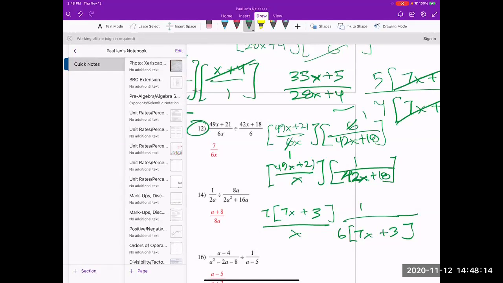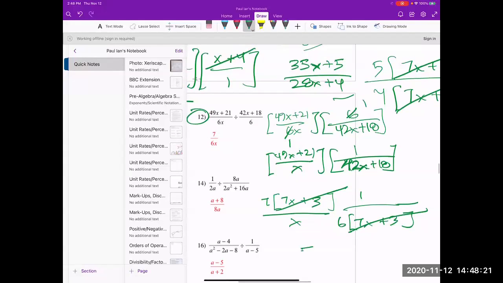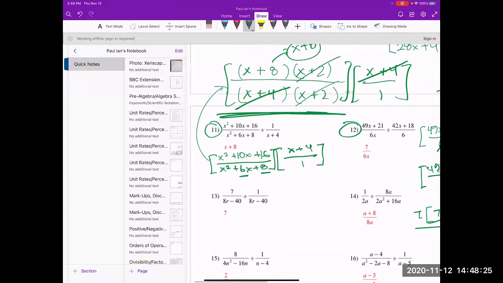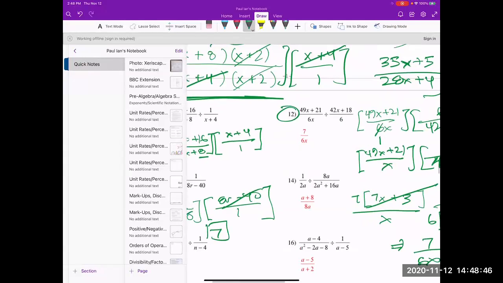So what do you cancel now? The 7x plus 3? Yeah. And then so it's 7 over 6x, yeah? Yeah. Yep, okay. Let's look at this guy. So you have 7, 8r minus 40. And then you do 8r minus 4. This is an easy one, actually. Yeah? Yeah. Because you just cancel this guy, right? Yeah. And you get 7. So let's take a look at something harder.